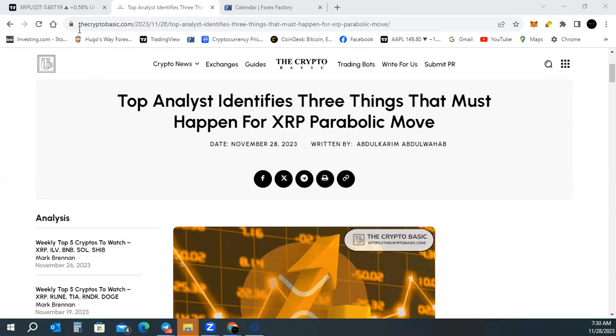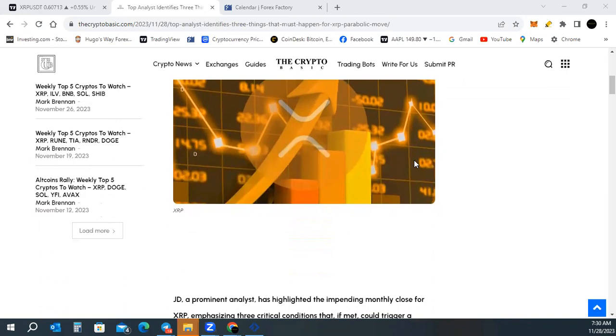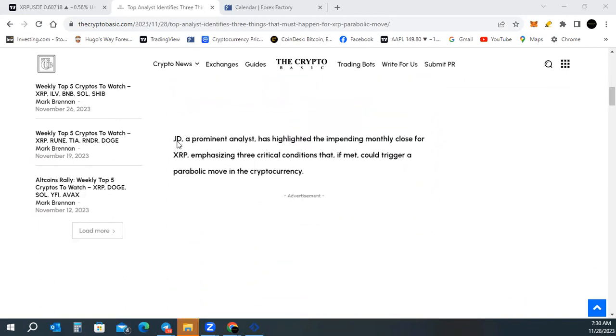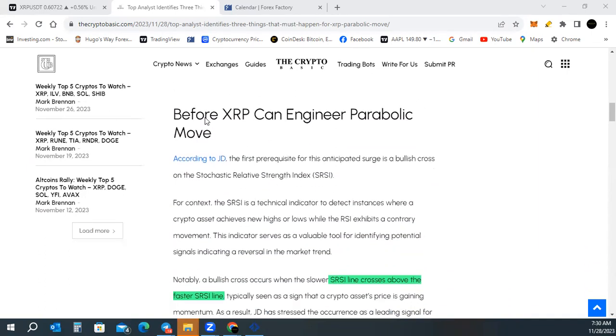We're going to be covering XRP. We're going to cover this and see what this analyst says. These three things must happen for an XRP parabolic move. JD, a prominent analyst, has highlighted the impending monthly close for XRP, emphasizing three critical conditions that, if met, could trigger a parabolic move.